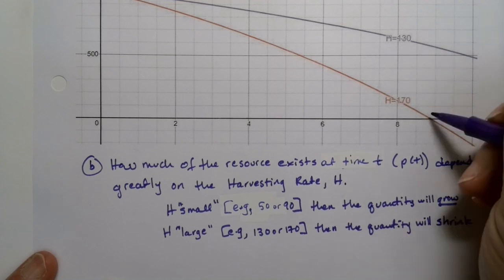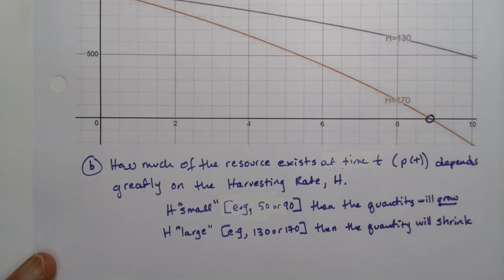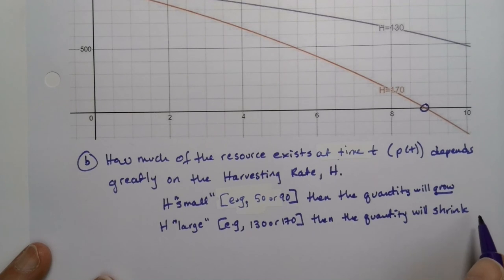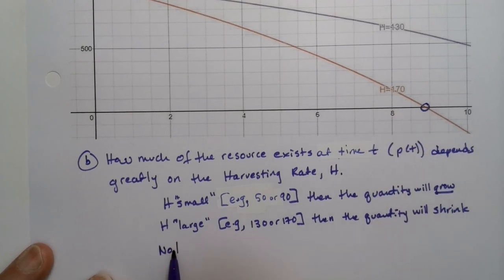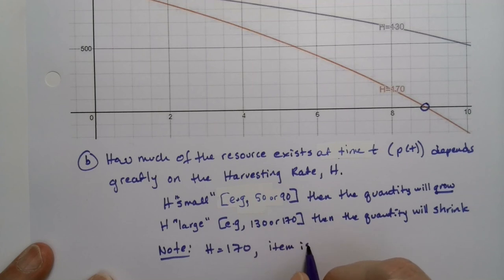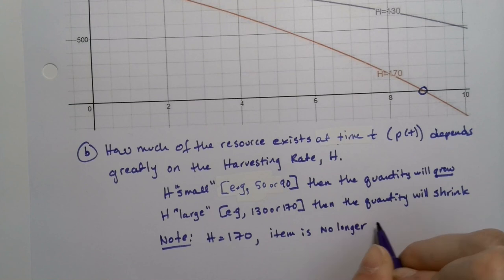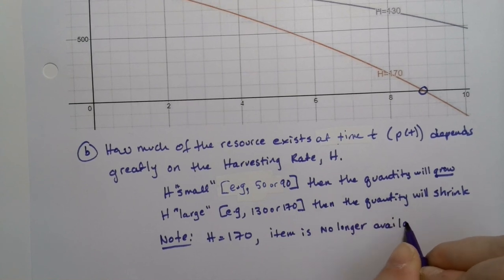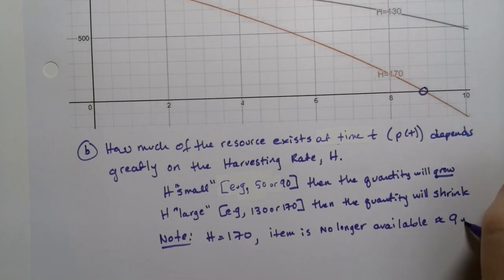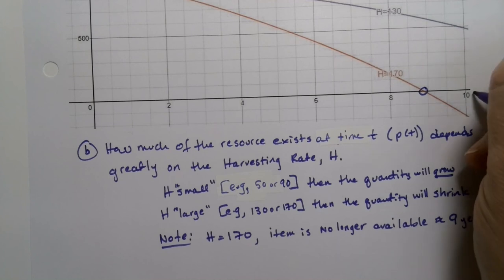And you'll notice with 170, it actually collapses. You've driven this to extinction, whatever this is. The item is no longer available. At around 9. We don't know what unit this is, so I'm going to guess this is years or something like that.